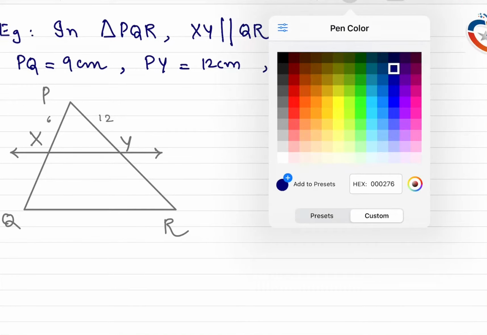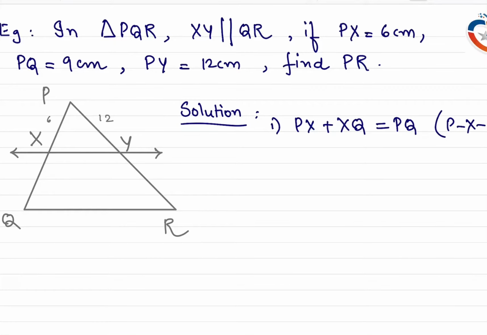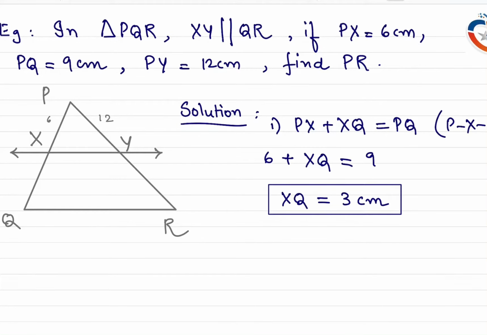So let's solve this. I need to first find XQ. So I can say PX plus XQ is equal to PQ, because the points are collinear, P dash X dash Q. So I get PX is 6 plus XQ equal to PQ. PQ is given as 9. So take that 6 on that side. 9 minus 6 becomes 3 centimeters. So I got XQ is equal to 3 centimeters. Is that clear?